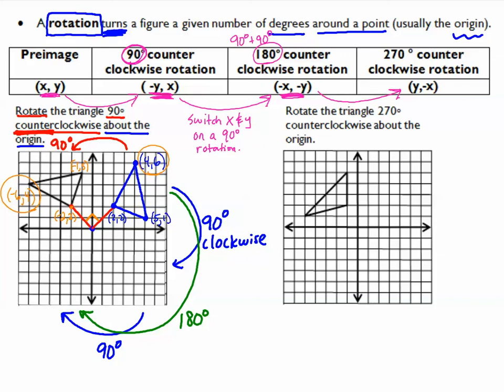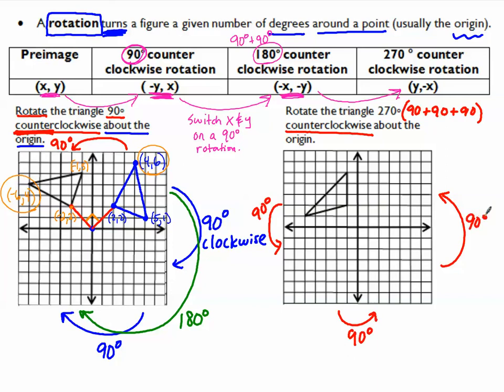Do you want to try the next one? Rotate this triangle 270 degrees counterclockwise about the origin. So where is that going to land? 270 degrees is 90 plus 90 plus 90, counterclockwise. So that's going to go here, here, and then here. This is one 90 degrees, this is a second 90 degrees, and this is a third 90 degrees. So it's going to end up in this quadrant.